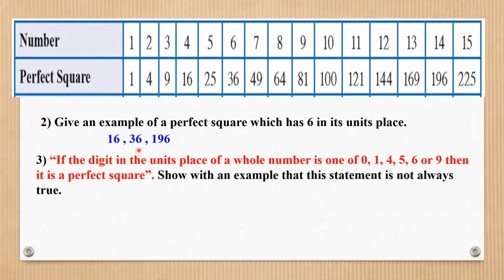And next one is, if the digit in the unit place of a whole number is 1, 4, 5, 6, or 9, then it is a perfect square. Now, is this statement true or false?